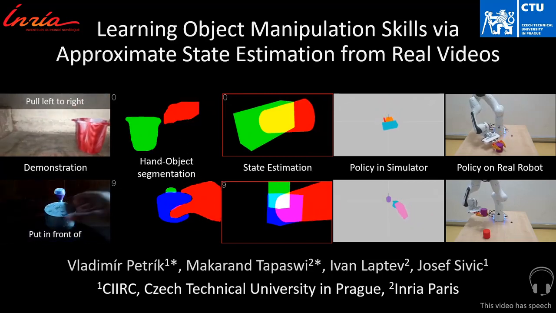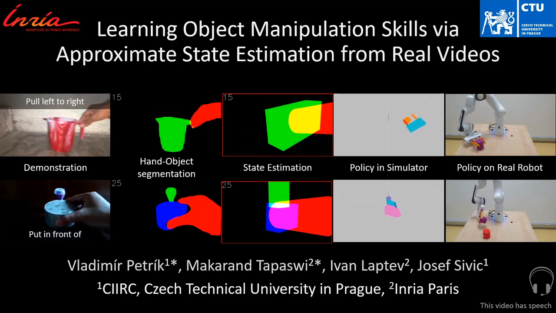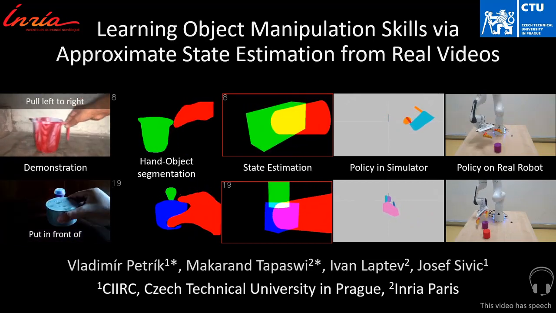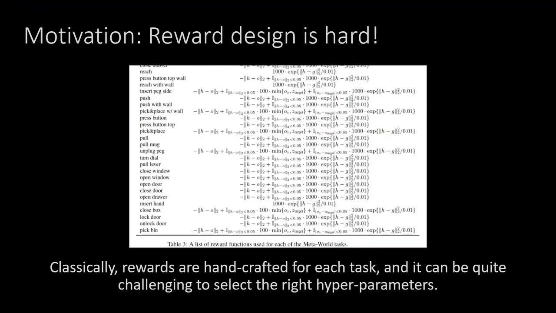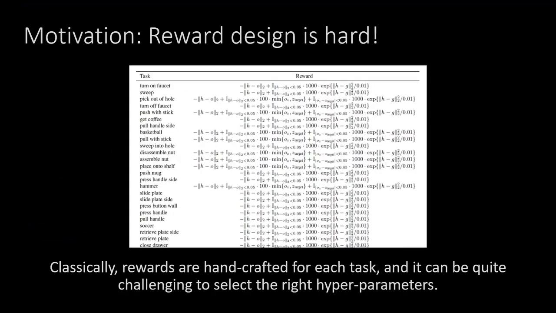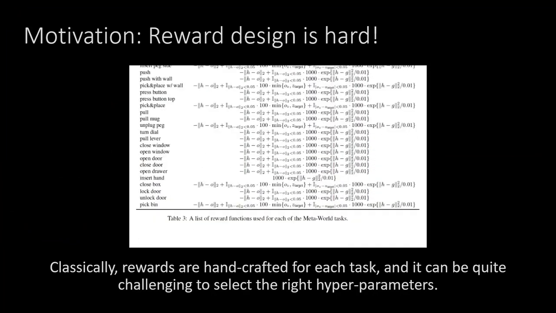Hi, we present our CoRL submission on learning object manipulation skills via approximate state estimation from real videos. A key motivation of this work is that designing rewards can be hard. Classically, rewards are handcrafted for each task, and it can be quite challenging to select the right hyperparameters.